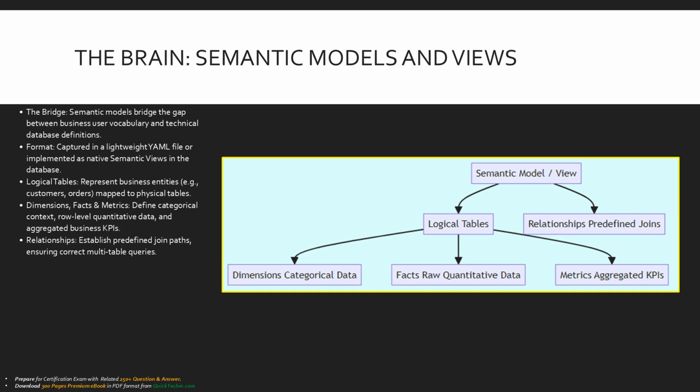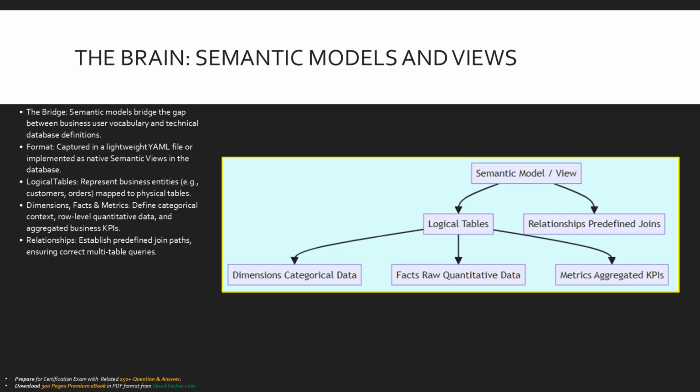To overcome the limitations of generic AI, Cortex Analyst requires a brain that understands your unique business logic. This is achieved through semantic models and semantic views. A semantic model acts as the ultimate bridge between the vocabulary your business users speak and the highly technical definitions of your database. Captured in a lightweight YAML file or as a native schema-level semantic view, it defines your business reality. You explicitly define logical tables for entities like customers or orders.